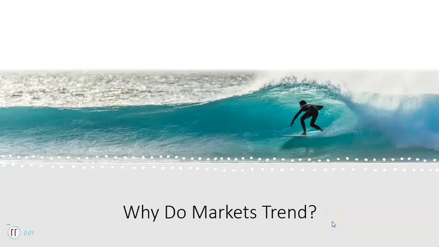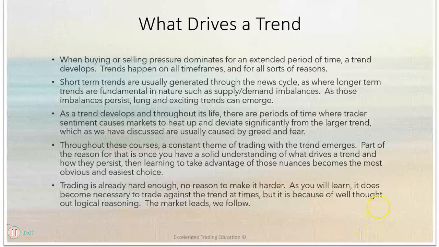All right, why do markets trend? So what drives a trend? When buying or selling pressure dominates for an extended period of time, a trend develops. Trends happen on all time frames and for all sorts of reasons. Short-term trends are usually generated through the news cycle, whereas longer-term trends are fundamental in nature, such as supply/demand imbalances. As those imbalances persist, long and exciting trends can emerge.